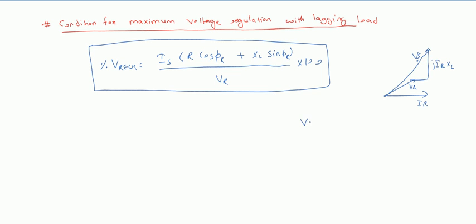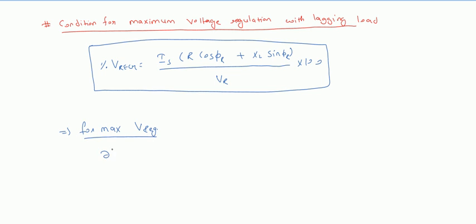What was that? Vs minus Vr upon Vr for the short transmission line. Okay, you can get to this expression which I have written here. Now we will see what the condition for maximum voltage regulation is. So for maximum voltage regulation, what do you have to do? For voltage regulation to be maximum, I have to differentiate this voltage regulation expression with respect to phi r.